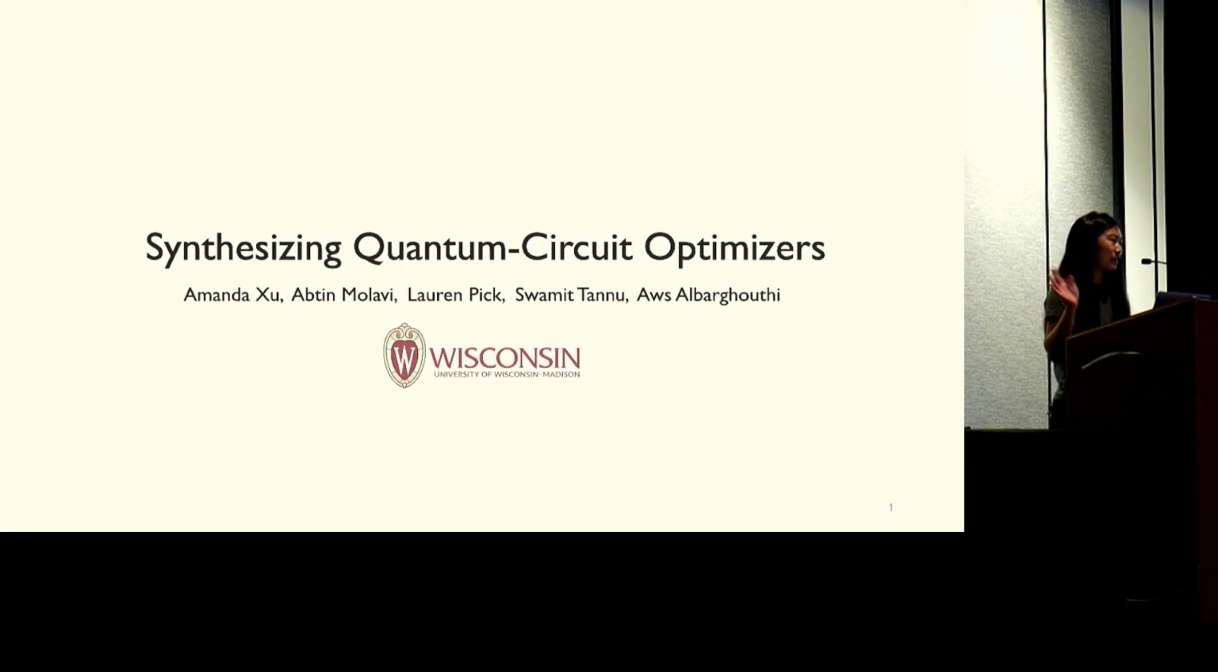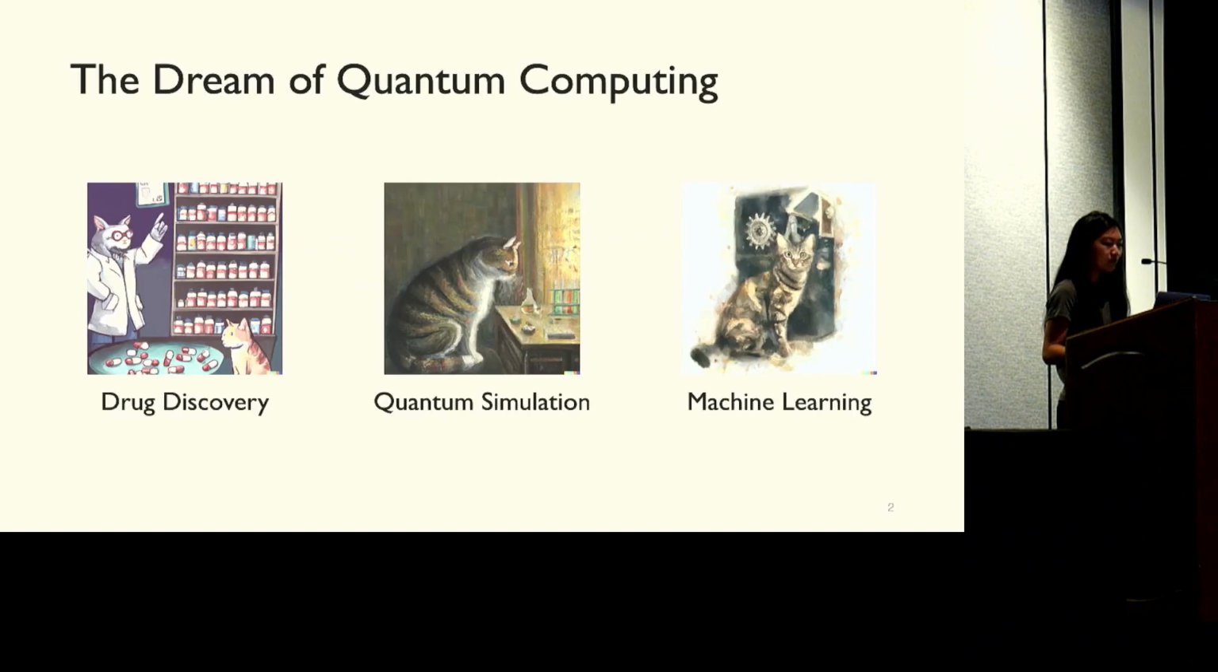Hi everyone, I'm Amanda, and today I'll tell you a little bit about what a quantum circuit optimizer is and how you can synthesize it. For a while now, we all had this dream of quantum computing, and it's that one day we'll have these machines that may be able to perform some types of computation beyond what we've been able to achieve classically. And if this dream is realized, then we'll have a domain-specific accelerator for types of computations such as drug discovery, simulating quantum mechanics, or machine learning.